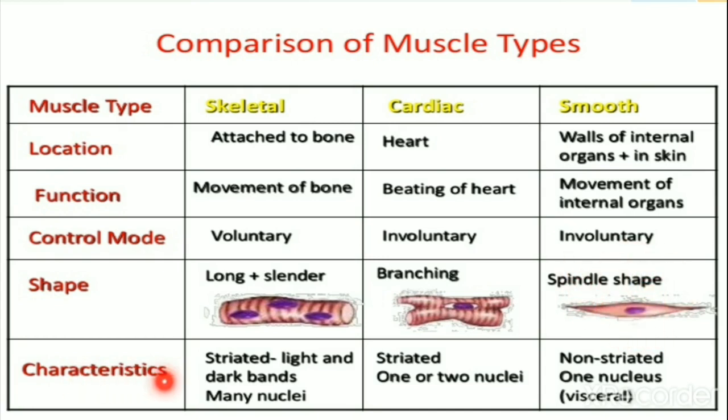Now what are the characteristic features? Skeletal muscles are striated, with light and dark bands, and inside them there are many nuclei. Here in cardiac they are striated but only one or two nuclei. Smooth muscles are non-striated and only one nucleus is present. So I think the differences between the three types of muscular tissue are now clear to all of you.